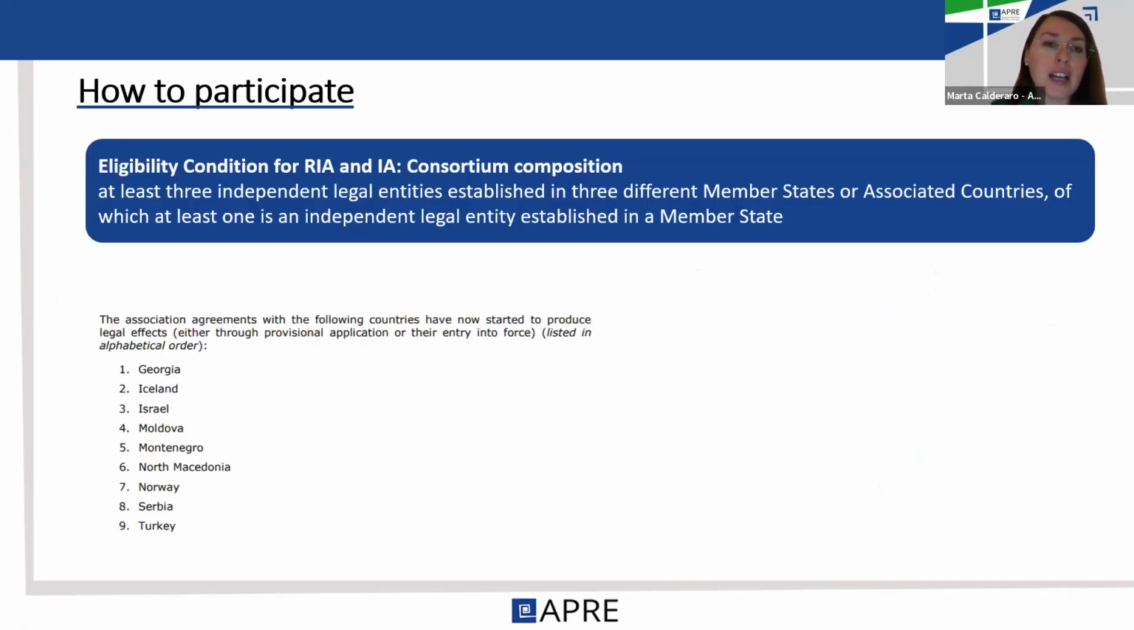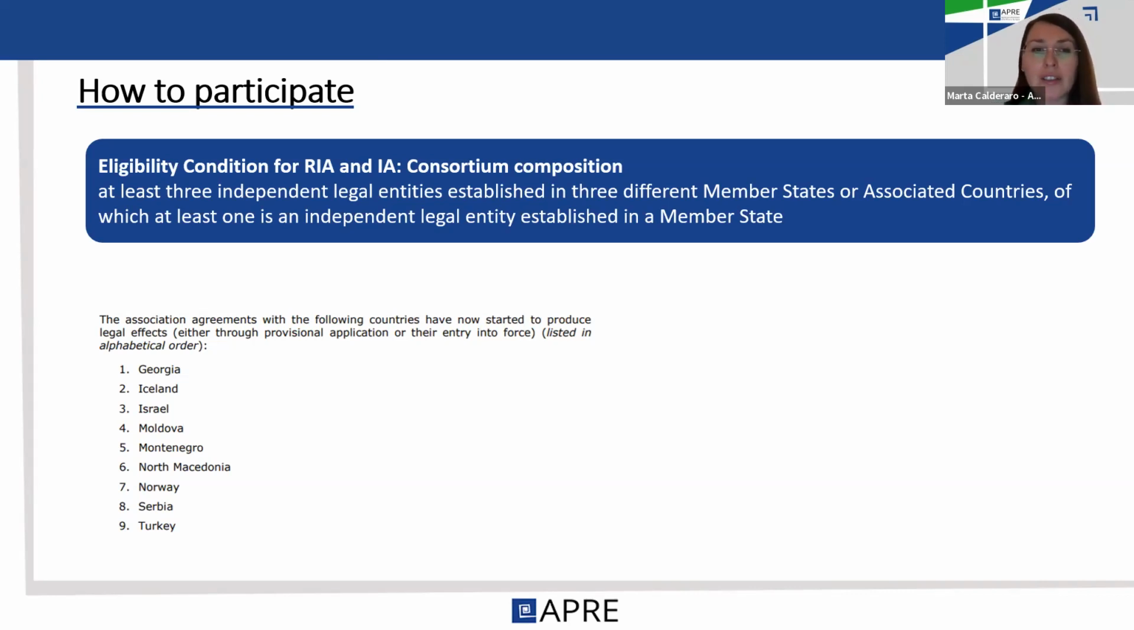So how to participate in such specific types of actions, the research and innovation action and the innovation action? The major rule is to participate via a consortium, so with at least 3 independent legal entities established in 3 different member states or associated countries in Horizon Europe, and of which one of them should be established in a member state. The associated countries are evolving during those years, so actually we have a list that is provided by the European Commission, giving the latest information about the association of several countries.